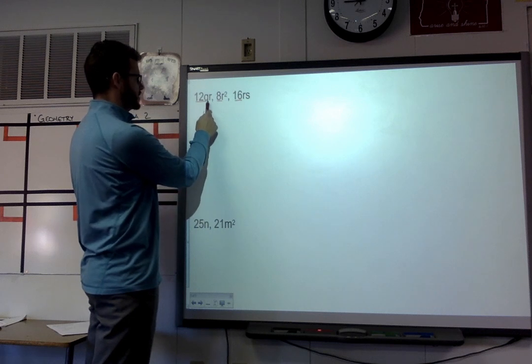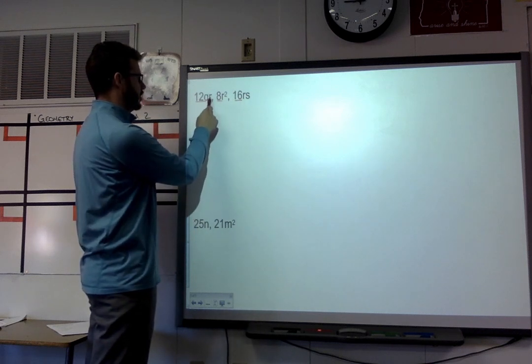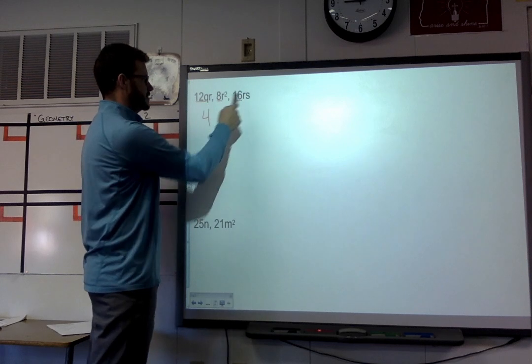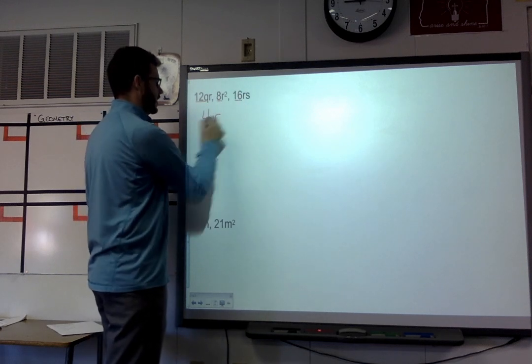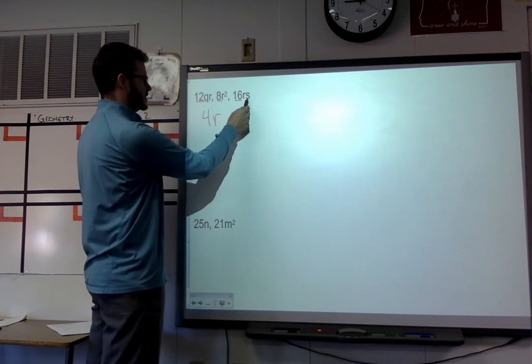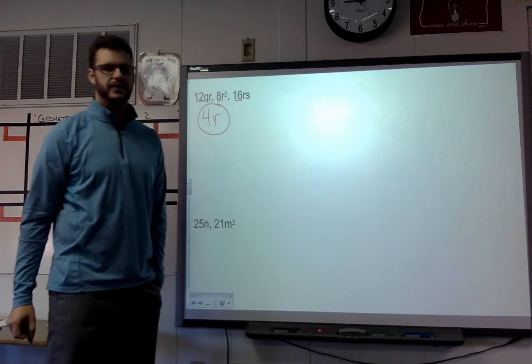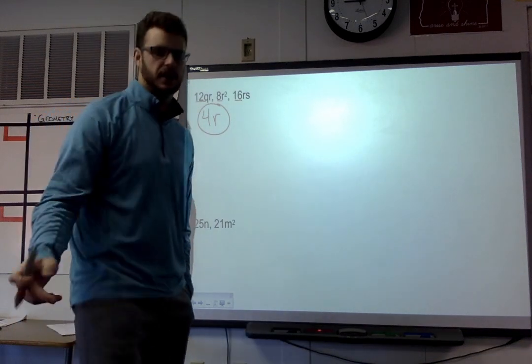Then this one has a q, but these don't, so they don't share a q in common. We've got an r, r squared, and an r. So they do all have an r in common. And then this one has an s, but the other two don't. So the greatest common factor there would be 4 times r.